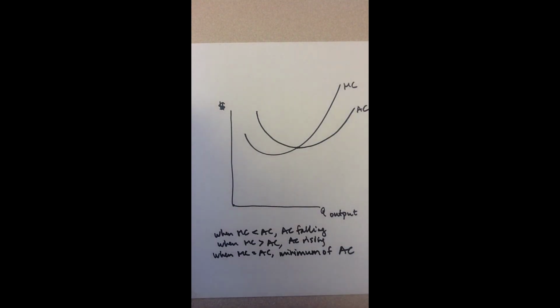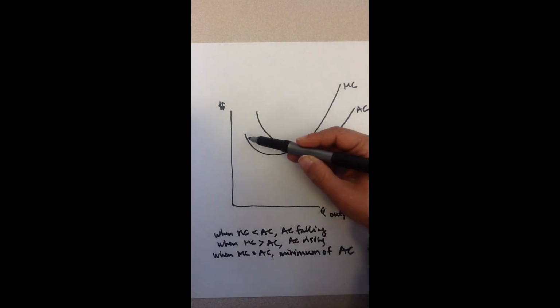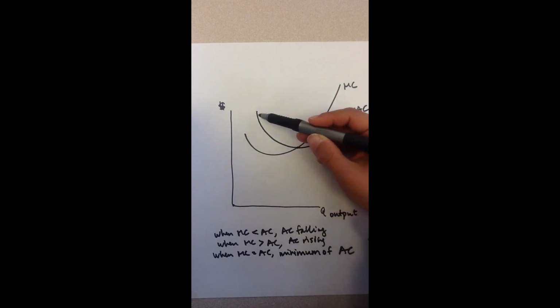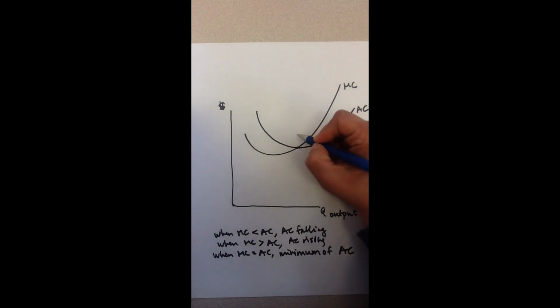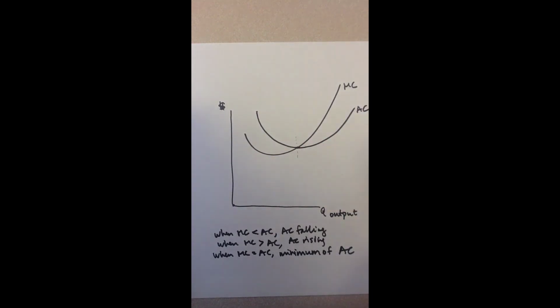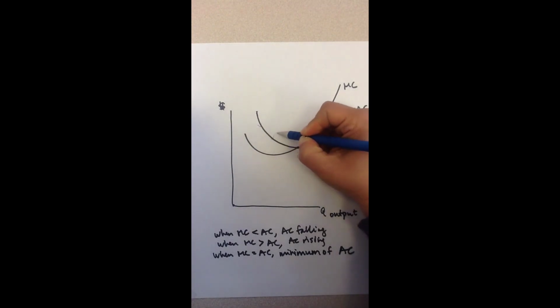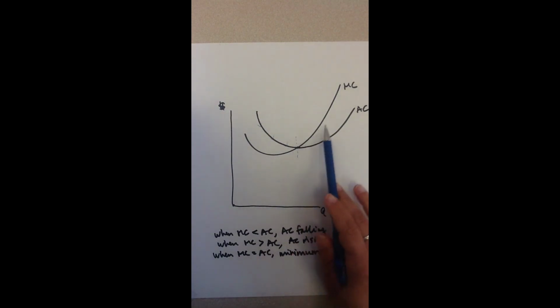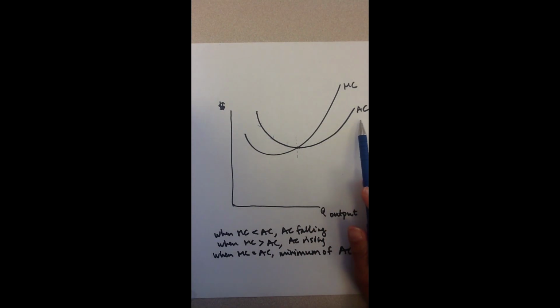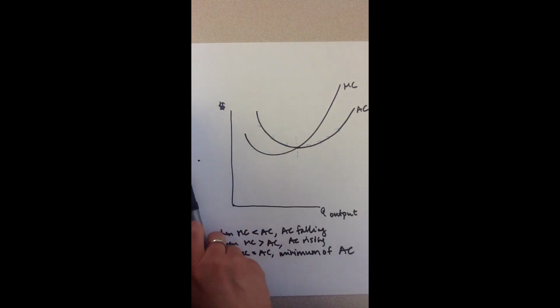Because of what we just said, as long as marginal cost is below average cost, average cost is falling. So all in this area here, average cost is falling. And then when marginal cost is above average cost, to the right of this line, average cost is rising. So if it's falling up until this point, and then it rises, this is the lowest point.